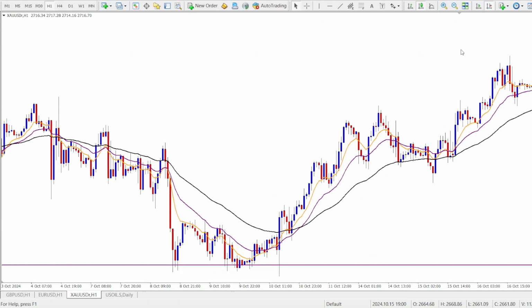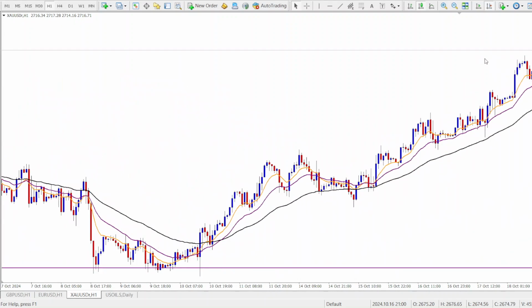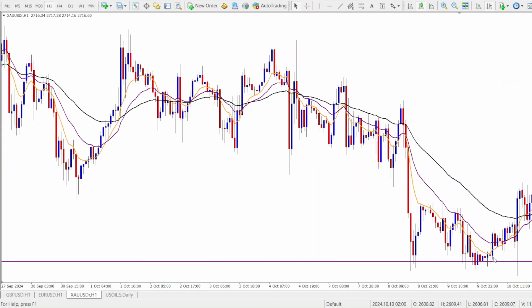So because they are reversal zones, you can use them to determine your exit. Okay, so while you can use your resistance to determine your buy exit, you can use your support to determine your sell exit. Okay, so basically that is how it works.